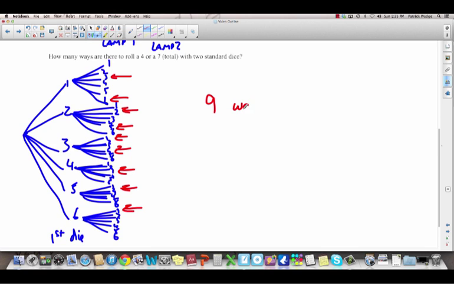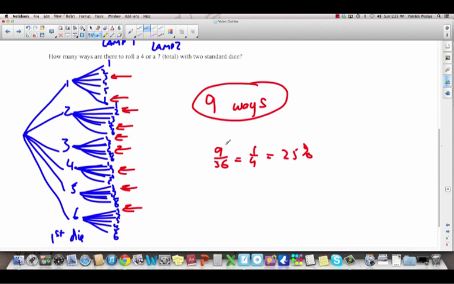9 ways. By the way, we don't teach it to you anymore, but we used to teach probability at this time of the course as well. If you want to know the probability of rolling a 4 or 7, you take the number of possibilities, 9, and divide by the total number. How many total pathways are there here? 36. So you get 9 over 36, which is the same as 1/4 or 25%. That's the probability of rolling a 4 or 7.